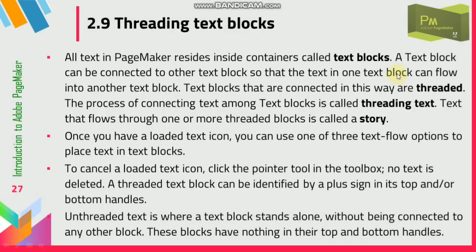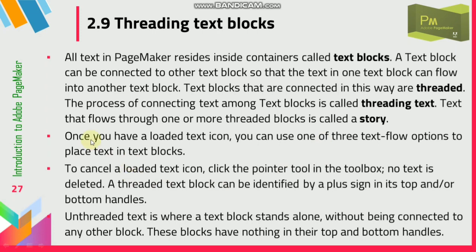So here you can see this is a 1 mark question. And then the second 1 mark question is: text blocks that are connected in this way are called threaded. Then the third 1 mark question is: the process of connecting the text among the text blocks is called threading the text. And then the fourth 1 mark question is: the text that flows through one or more threaded blocks is called a story. So here you should know what you mean by text block, what you mean by threading the text, and what is called a story.